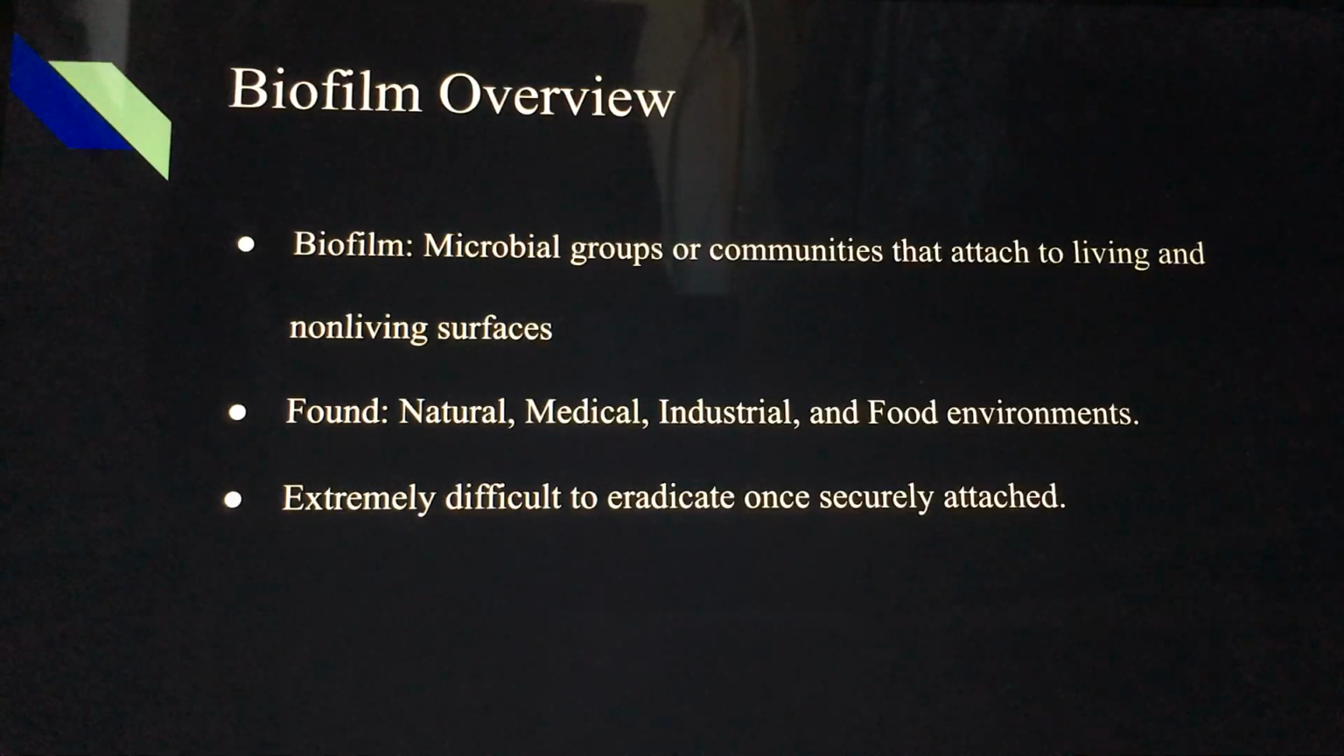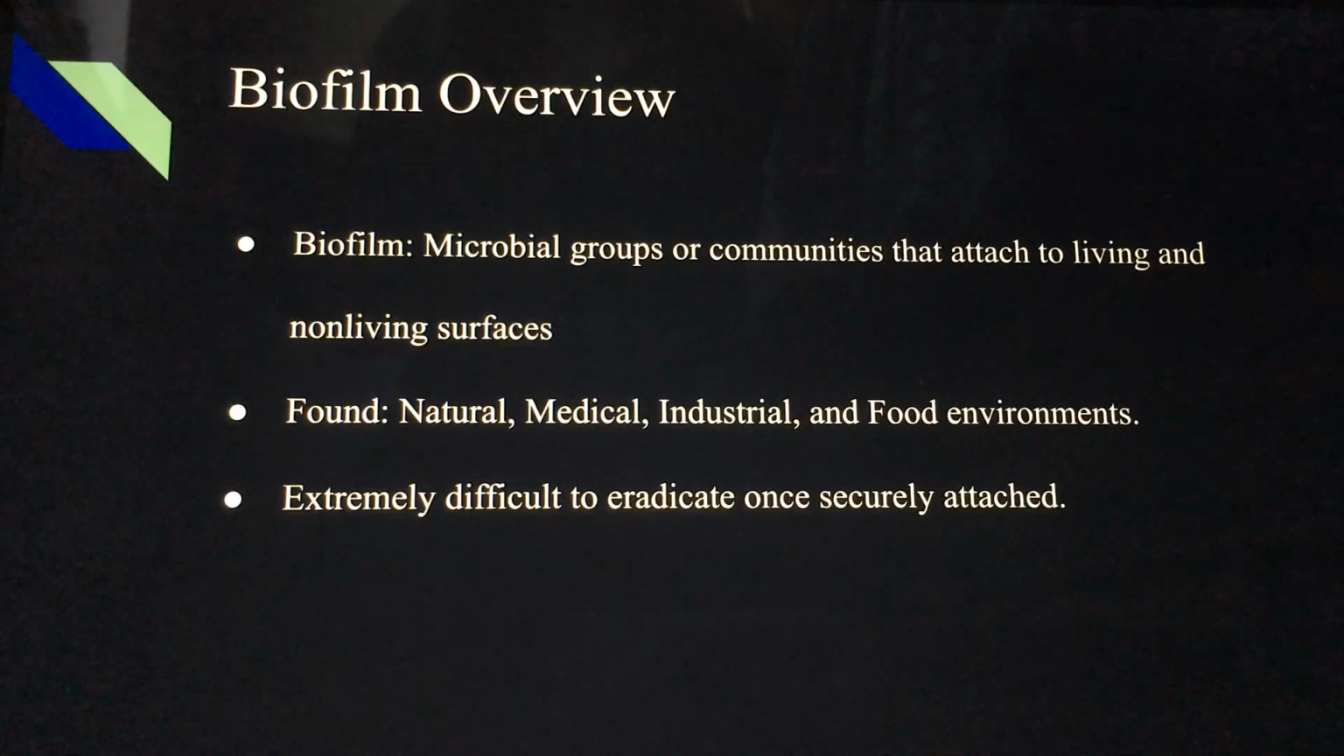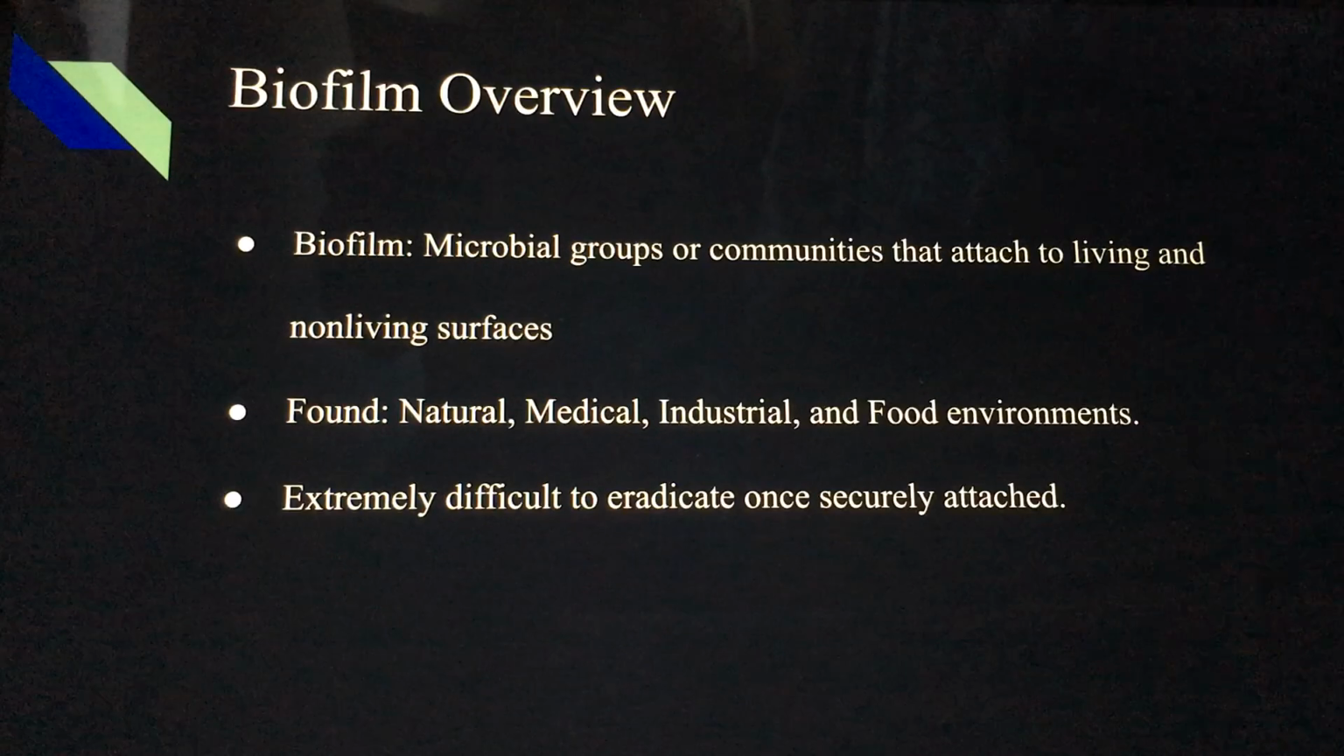What it is. The definition of biofilm is microbial groups or communities that attach to living and non-living surfaces, and they're often found in natural, medical, industrial, and food environments. I'm mainly going to explain how biofilms directly and indirectly affect the foods that we consume and how they affect the industries that produce them. Even though I'm going to be talking about food, it's important to remember how biofilms can affect medical environments because this is how a lot of complications and infections can occur after surgeries.